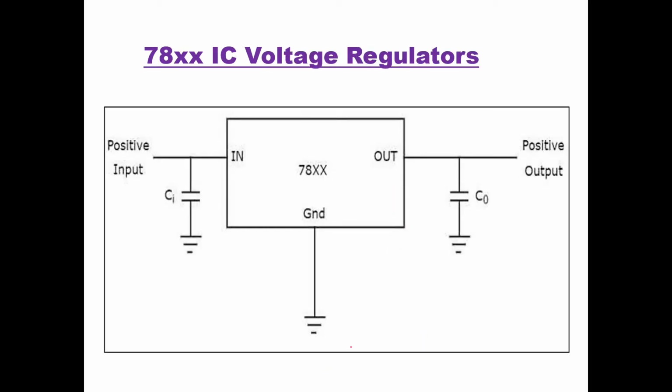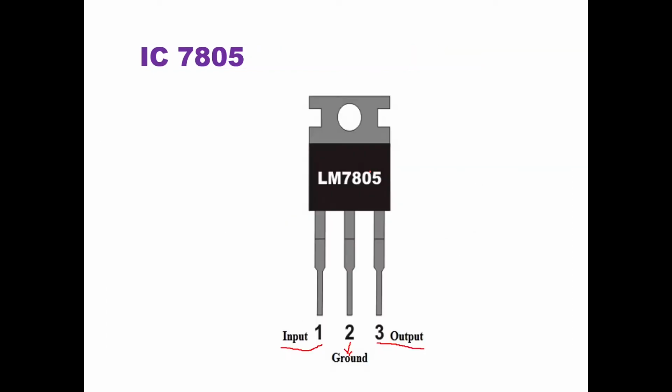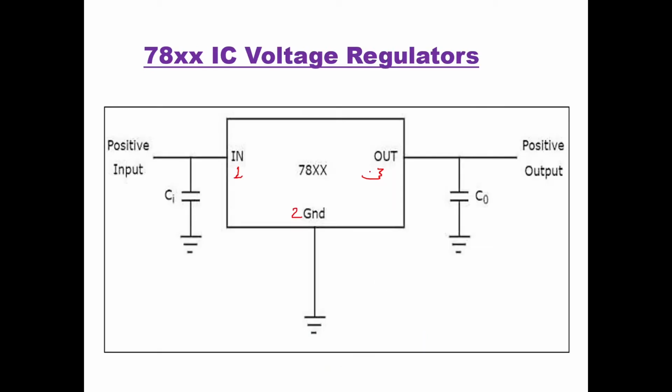Then the connections, if you see the 78 series IC, here you can see that the input is connected to the input pin. This will be your pin number 1, this will be pin number 2, and this will be pin number 3. If you go back and see, pin number 1 is input, pin number 2 is ground, and pin number 3 is output. Here the voltage input is given to this input line, and here the output is taken.